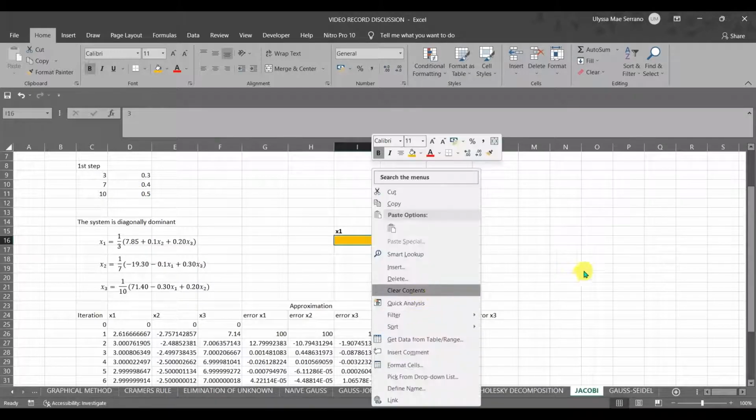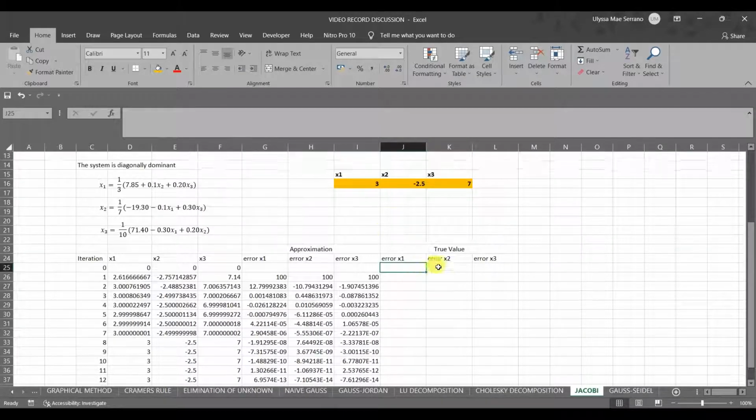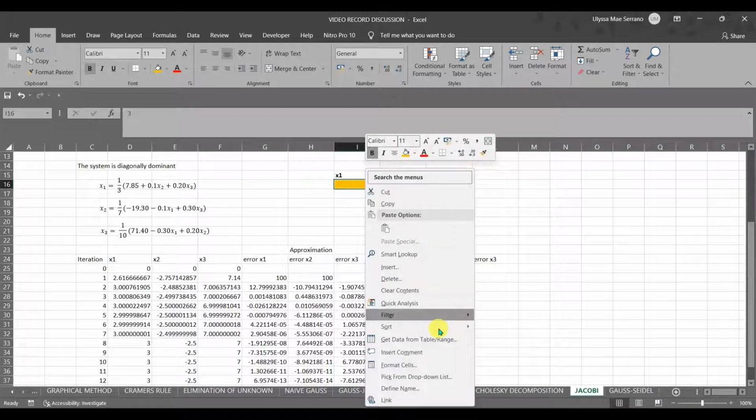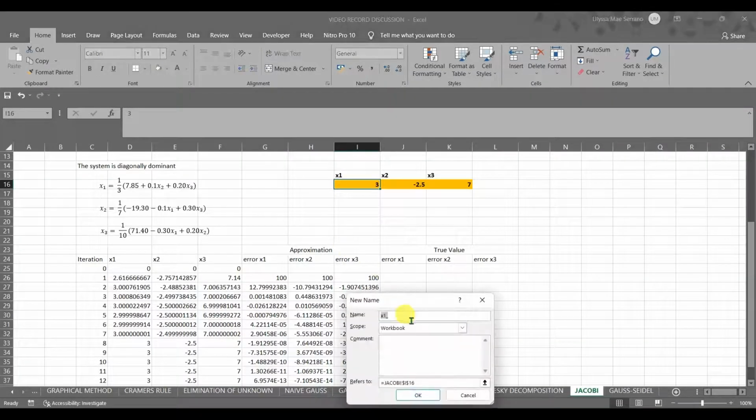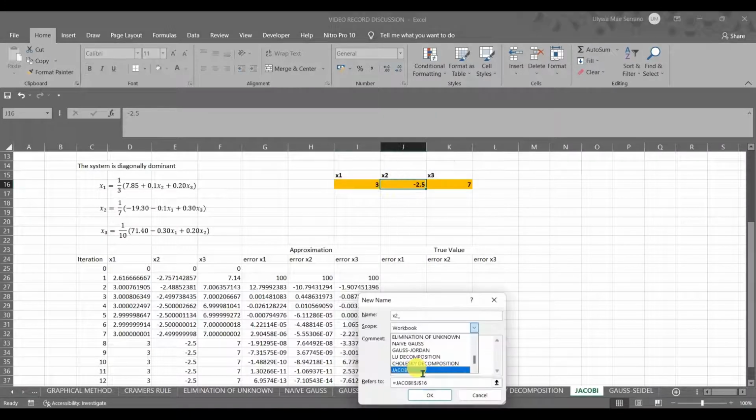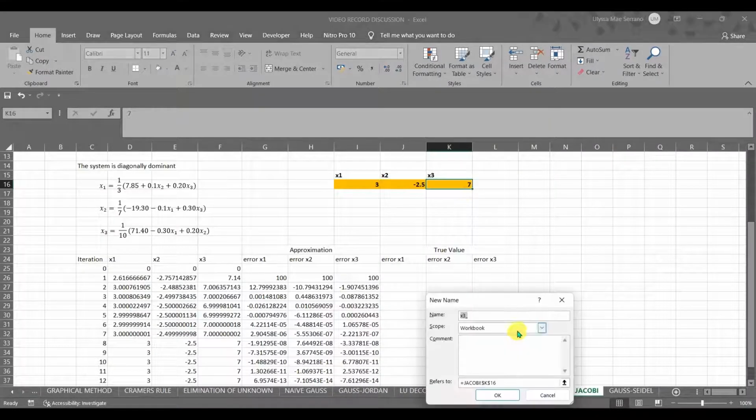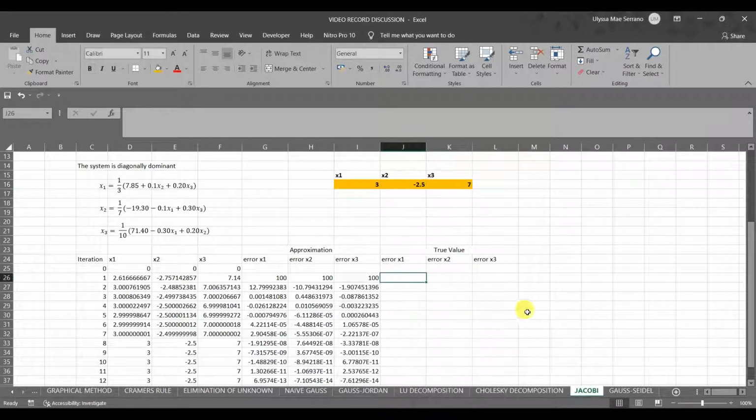So, for the true value or true percent relative error, what we're going to do is to define the true value first. So, for x sub 1, for Jacobi. So, for x sub 2, for Jacobi. And for x sub 3, so that we will not change the selected cell that easily. So, for the true value, simply x sub 1 underscore minus approximation divided by x sub 1, times 100. So we have here an error.